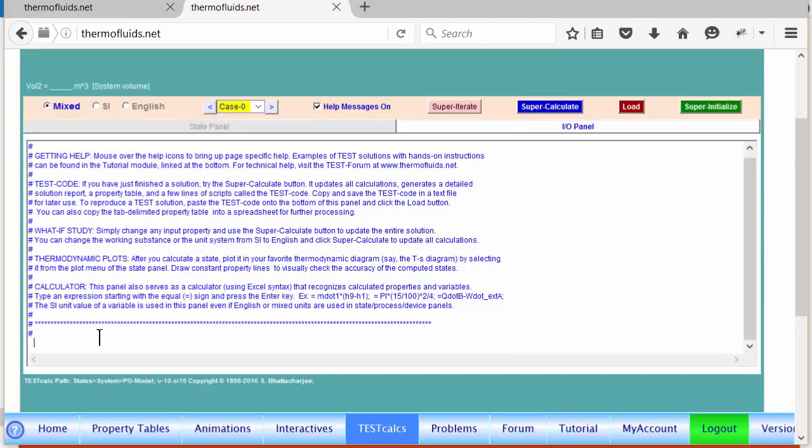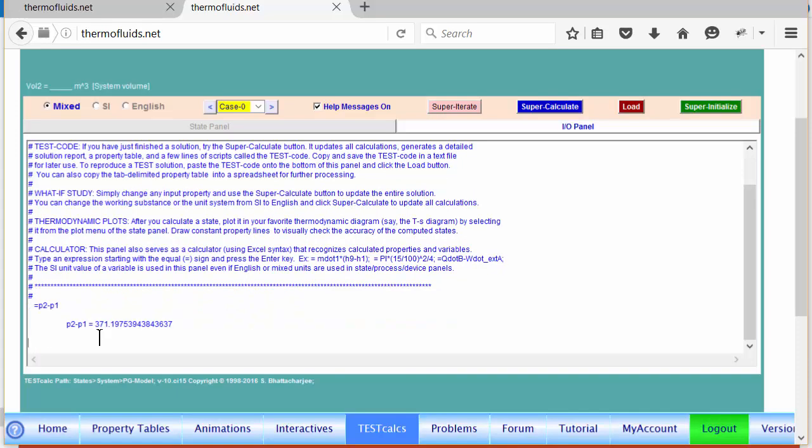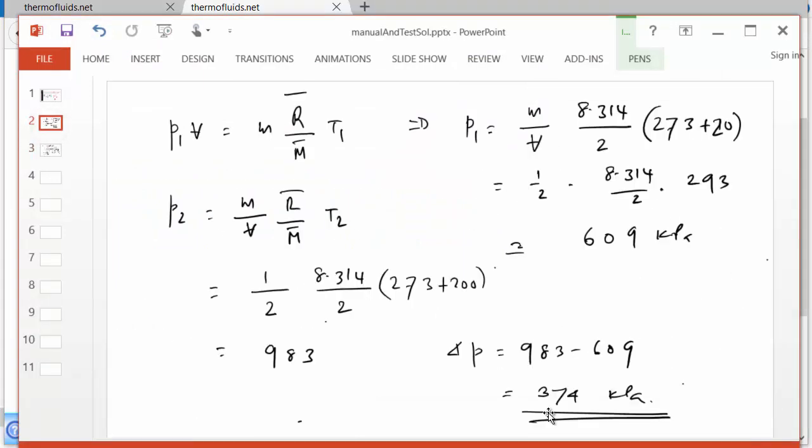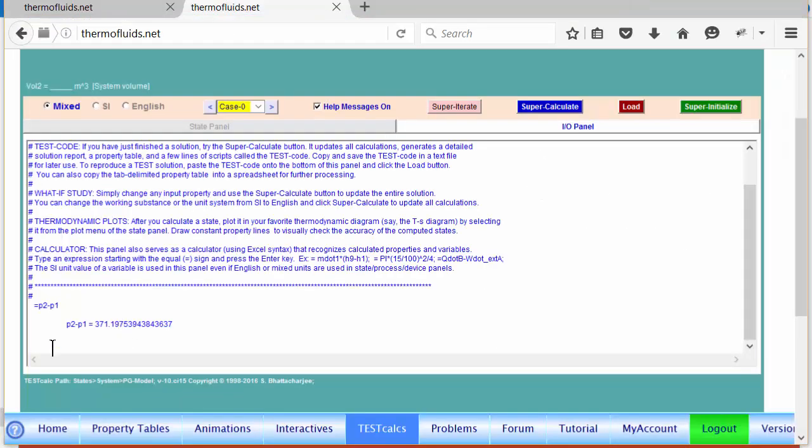We can go to the I/O panel and pick up what is P2 minus P1, and that's 371. If you recall, what we calculated manually was 374. As far as engineering is concerned, that's pretty close.